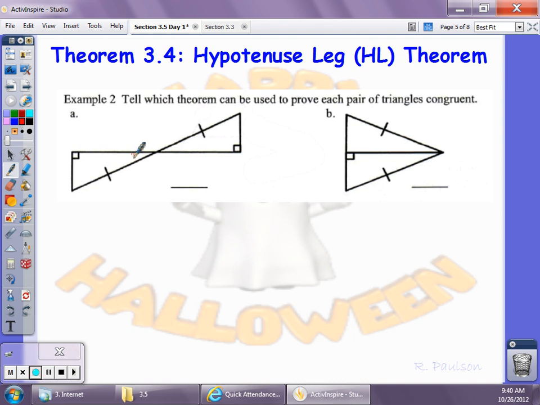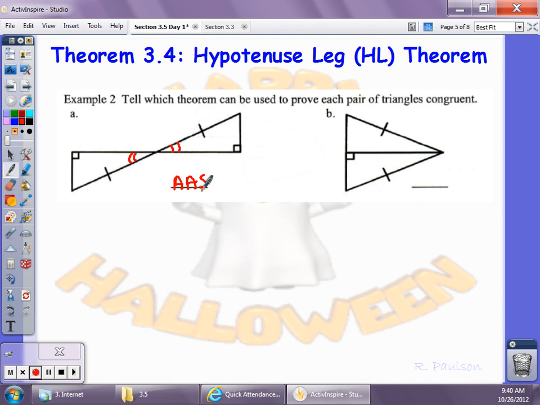Now what we do know is that these are vertical angles, which means that they must be congruent. So even though this is a 90-degree triangle, we can't use the HL theorem because we don't have a corresponding leg congruent to another corresponding leg, but what we do have is angle, angle, side.